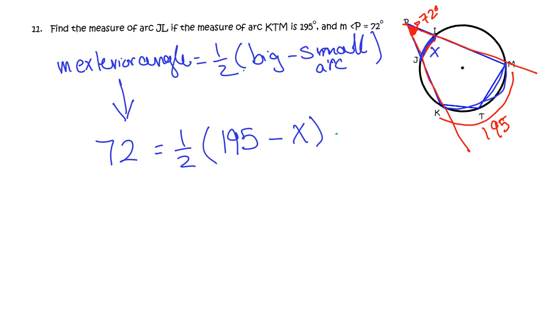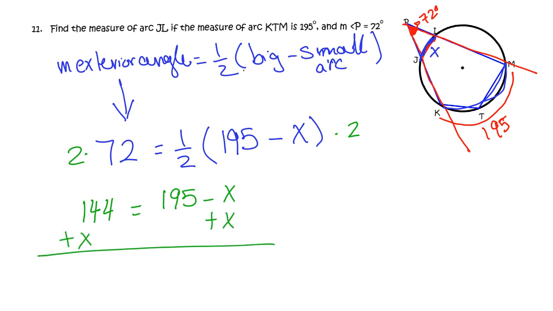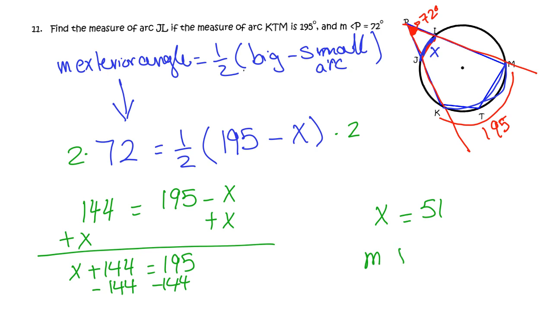So I'll multiply by 2 on both sides. So 72 times 2 is equal to 144, equal to 195 minus X. I'll add X on both sides. So it would be X plus 144 equal to 195. I'll subtract 144 from both sides. So X is equal to 195 minus 144, which is equal to 51. So the measure of arc JL is equal to 51.